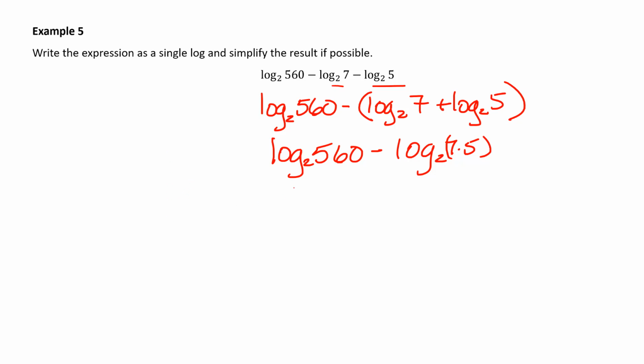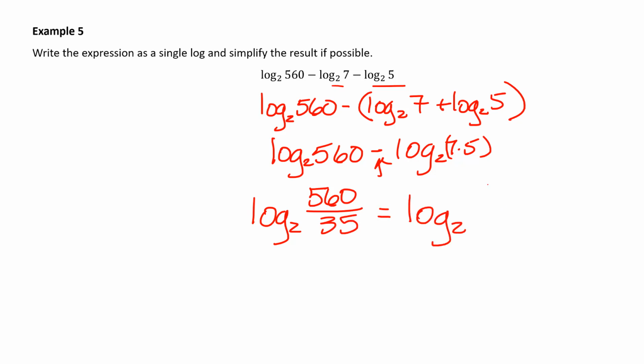All right, so now I have subtraction here between two logs, which means that I can divide the arguments. So log base 2 of 560 over 35. And log base 2 of 560 over 35 is log base 2 of 16. So log base 2 of 16, you're asking what power would I put on 2 to get 16? And that is 4. 2 to the 4th is 16.